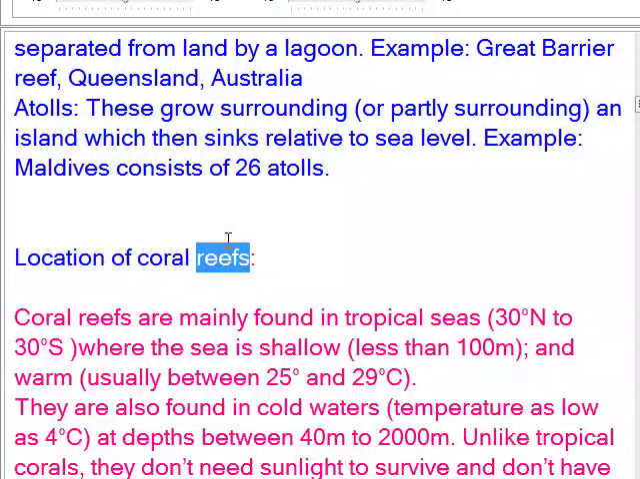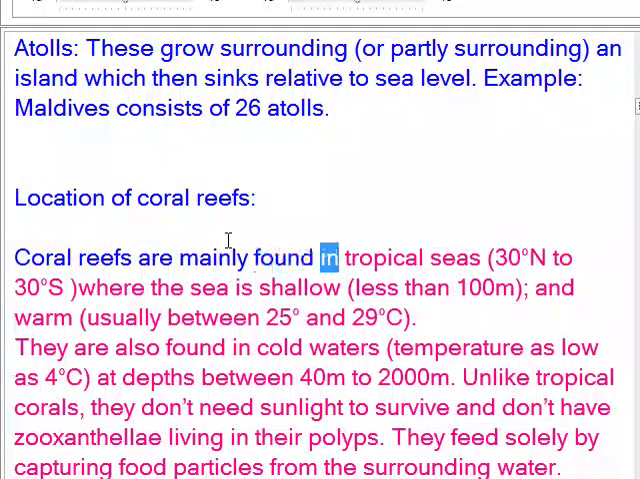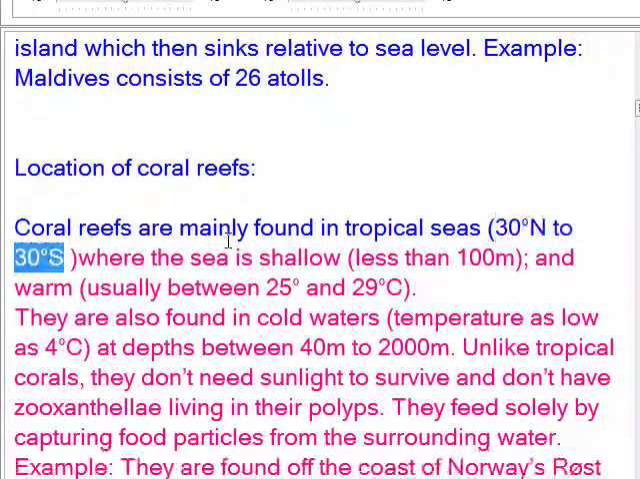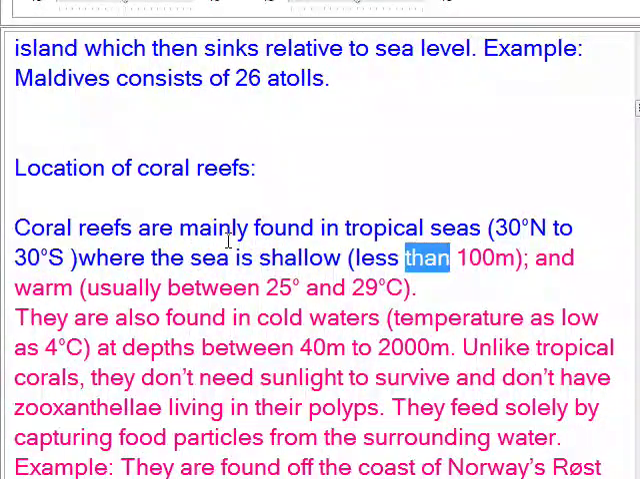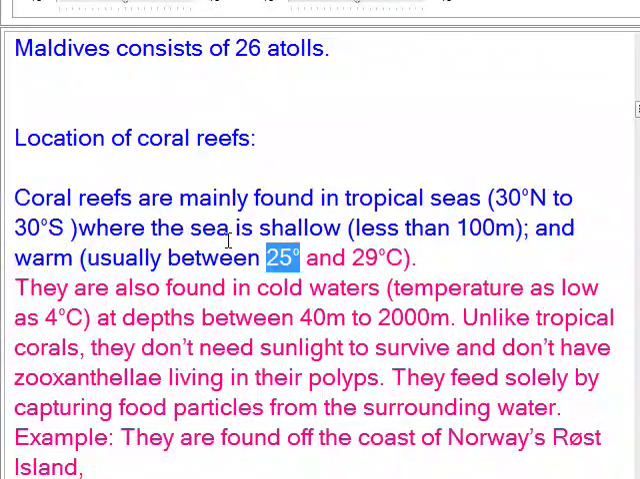Location of coral reefs. Coral reefs are mainly found in tropical seas, 30 degrees N to 30 degrees S, where the sea is shallow, less than 100 m, and warm, usually between 25 degrees and 29 degrees C.